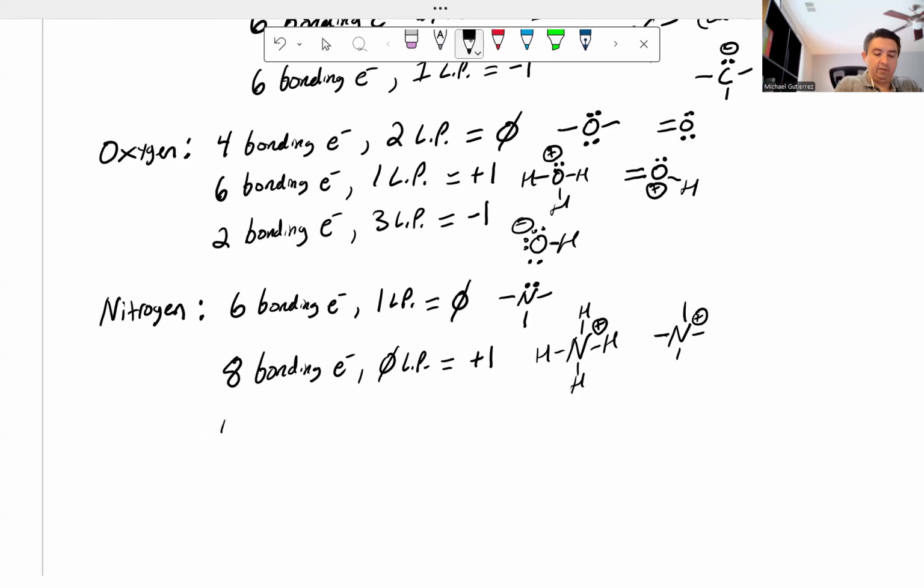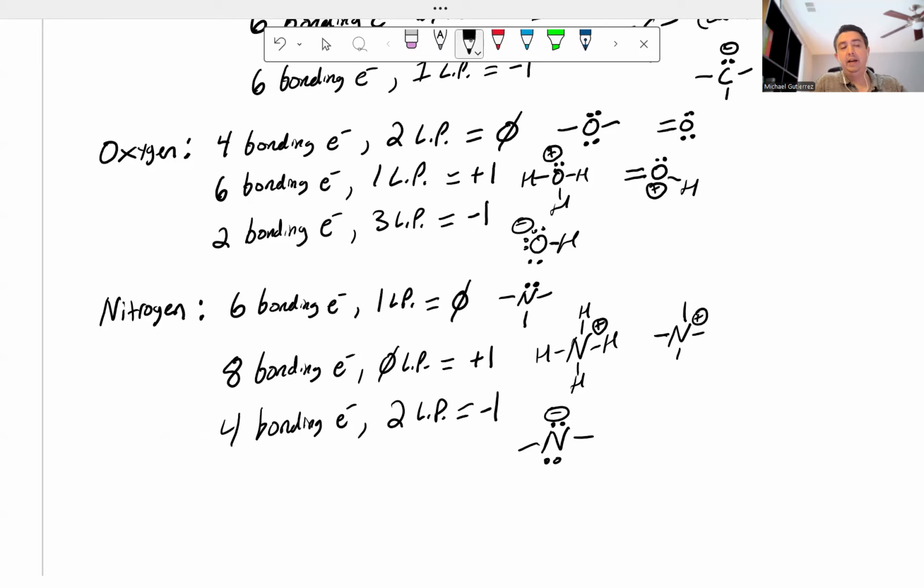And then on the other side of that, if there are only 4 bonding electrons around nitrogen and 2 lone pairs, then it will have a -1 charge. So that's something like this, where nitrogen has 2 lone pairs and 2 single bonds around it, or 4 bonding electrons total, and it'll have a -1 formal charge.